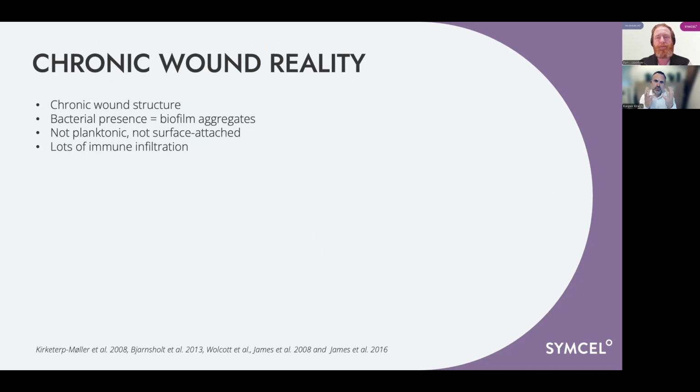So when we are thinking about a chronic wound, we should really get out of our head the thick biofilm sitting on a surface. Instead, when we find the bacteria, it's in biofilm aggregates. It's never planktonic, very rarely planktonic, and it never sits on the surface. And then you really have this huge influx of immune cells.